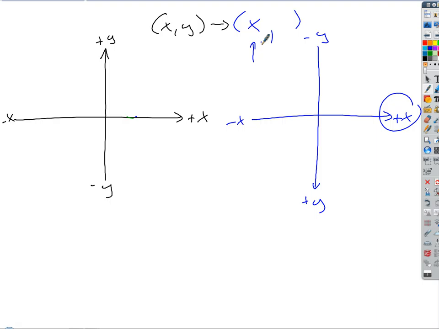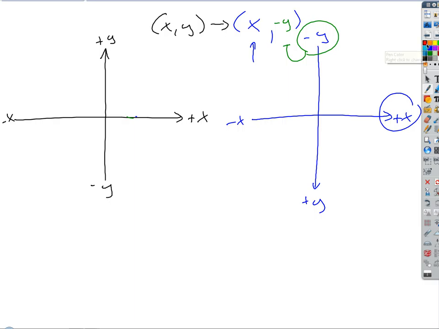X stayed the same, but what happened up here? We want to look at where normally the positive y-axis would be, and what's there instead? Negative y. So that's my rule there. I start with x and y, and I end up with x and negative y.